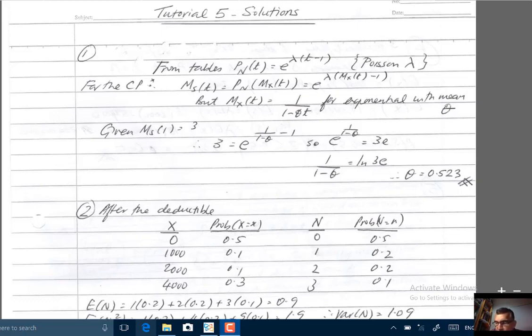Question number 1, we are told that S equals X1 plus X2 right up to Xn, and we are told that the X's each have an exponential distribution with mean theta. The random variables are mutually independent, and we are told that N has a Poisson distribution with mean 1. So let's write it here. N is Poisson, mean 1.